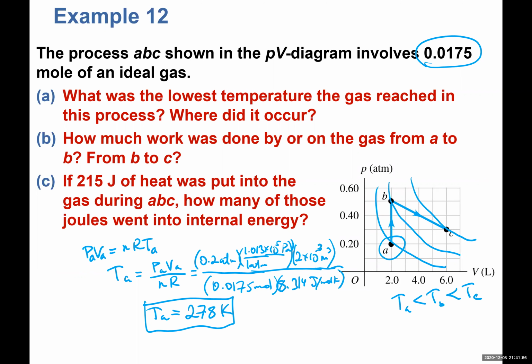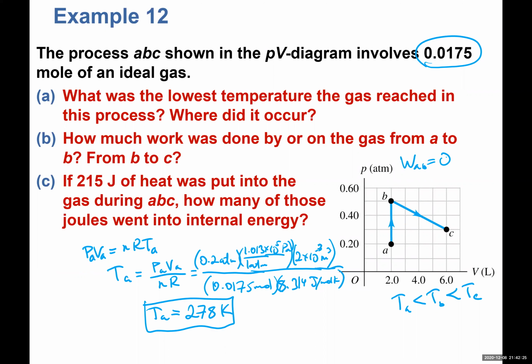All right, so next, part B is asking how much work was done by or on the gas from A to B, and from B to C. Now from A to B, we can recognize that process as nothing but an isochoric process. Okay, so since the volume doesn't change, I can say the work done going from A to B is equal to just 0, because no work is done.